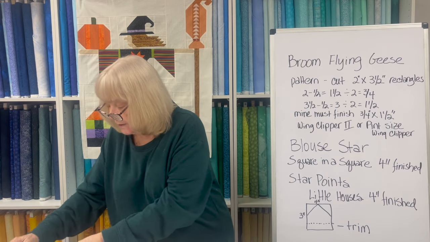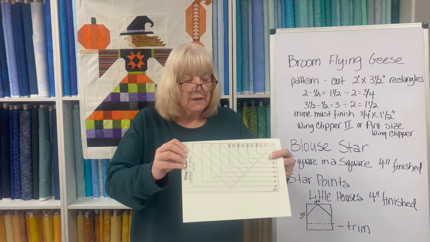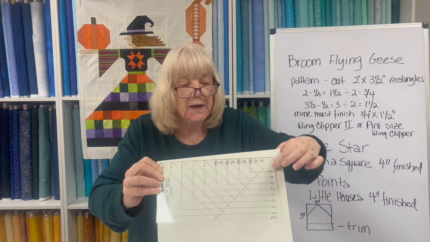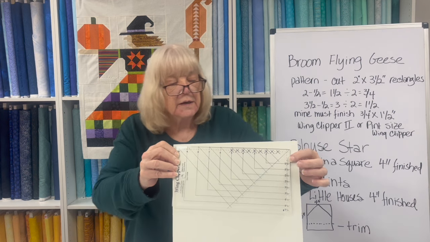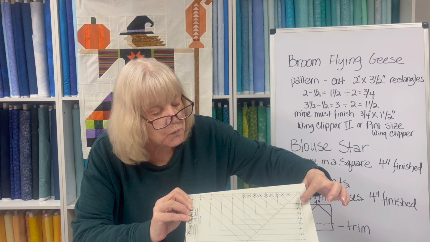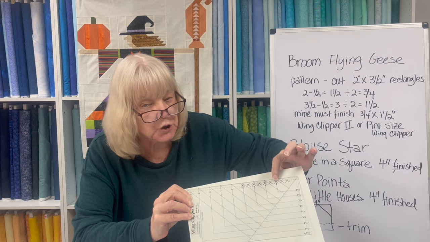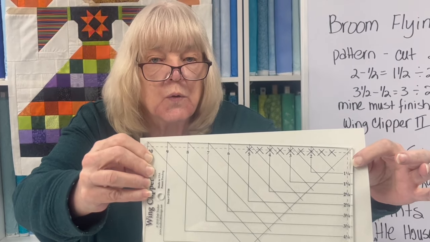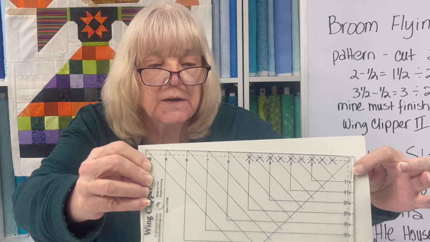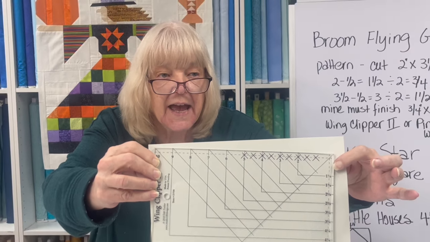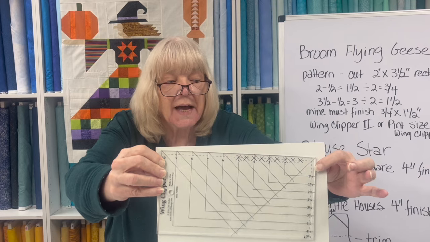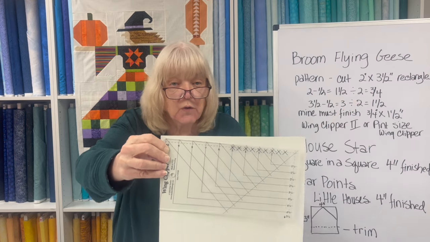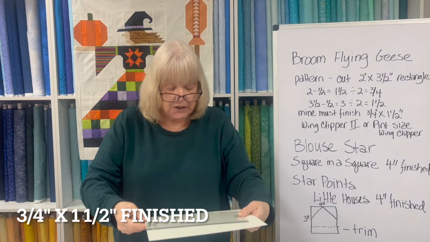I get out my Wing Clipper 2 ruler, and if you look in this upper right hand corner, you can see that it says 1.25 by 2 right up here. So 3/4 plus a half is 1.25, and 1.5 plus a half is 2. So I know that that's the correct unfinished size for the 3/4 by a half finished that I want.